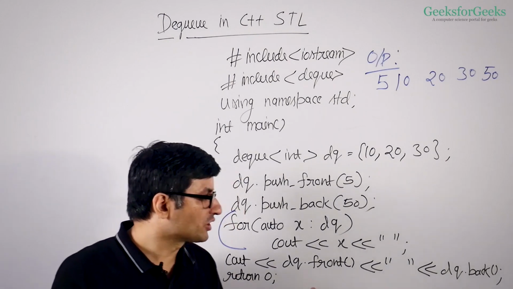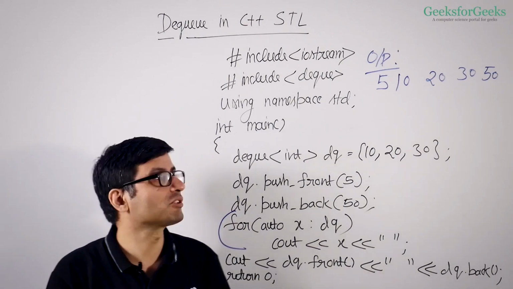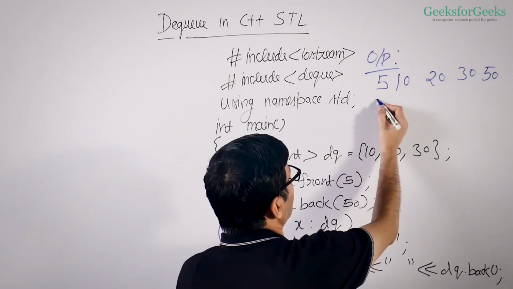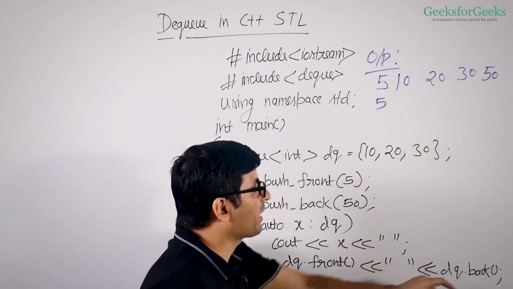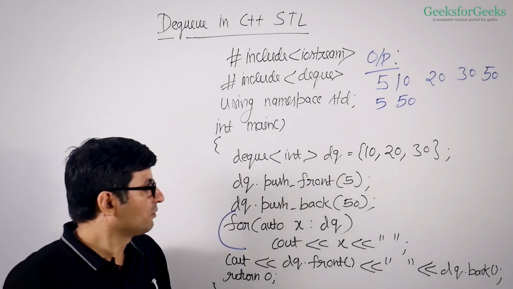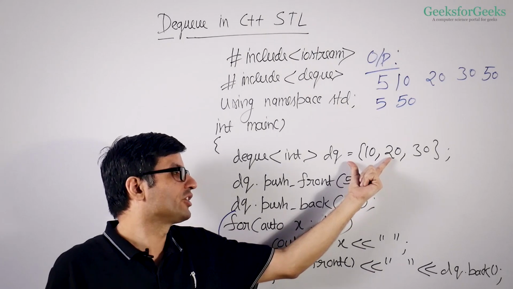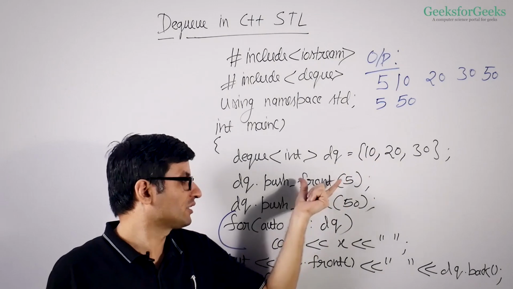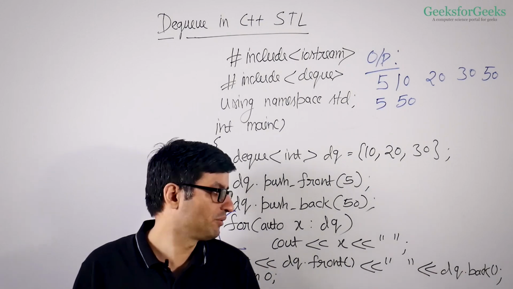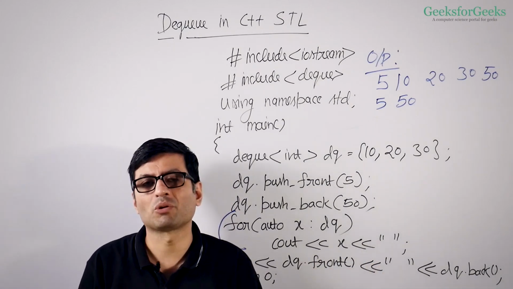Deque provides more functions to access front and back. You have Deque.front that gives you the front item. So what will you get? When you call Deque.front, you will get 5. And when you call Deque.back, you will get the last element, 50. So here we saw creation. We can create an empty Deque, or put initially some items. Then we talked about two functions, push back and push front, and then we talked about traversal and front and back. Let us now talk about more functions.